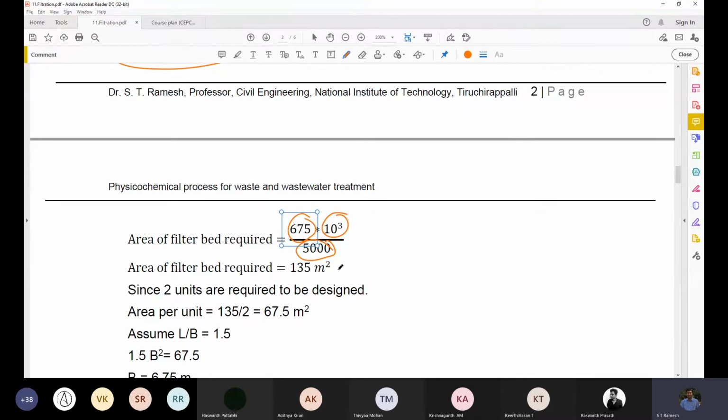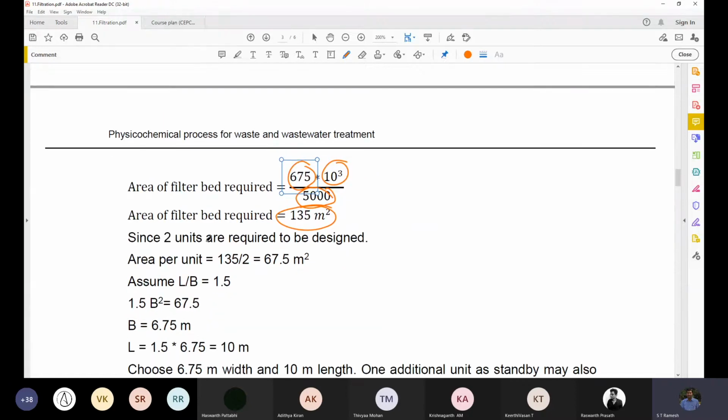Per hour, that is your filtration rate. If you substitute, you may get the area as 1035 meters square. Now, I have to design for an even number, so 2 units are required. Thereby, the area per unit is equal to 135 by 2, which is 67.5 meters square.